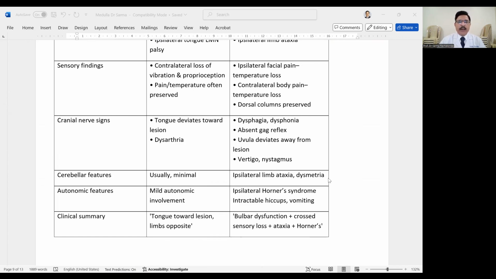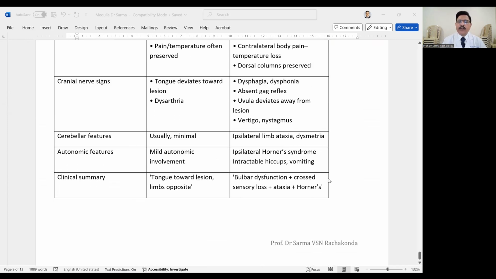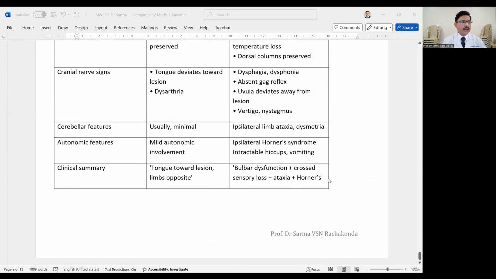Autonomic features. Medial: mild autonomic involvement, usually not a feature. Lateral: ipsilateral Horner syndrome, intractable hiccups and vomiting. Clinical summary: medial, tongue toward the lesion, limbs on the opposite side. Lateral, bulbar dysfunction, crossed sensory loss, ataxia.